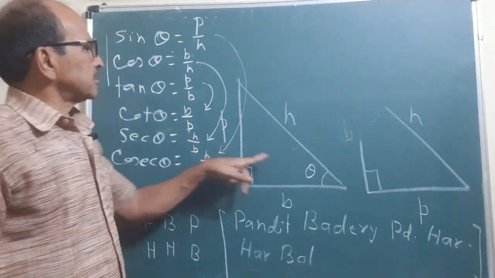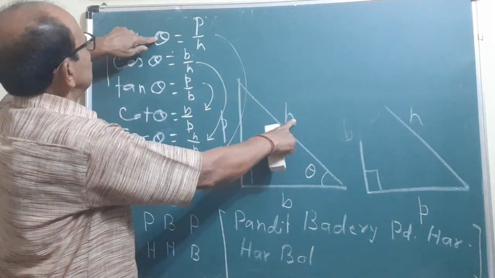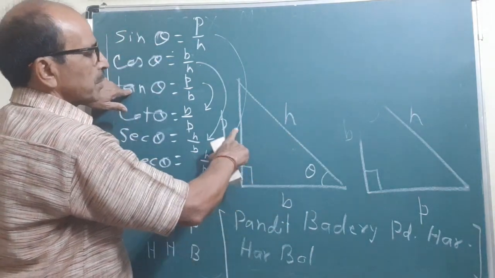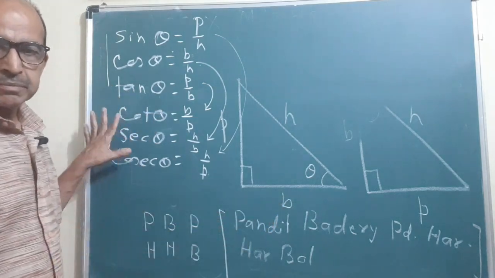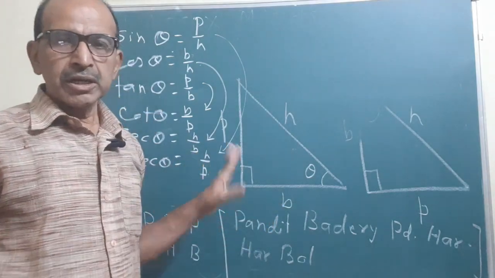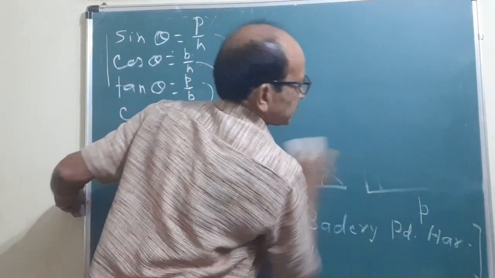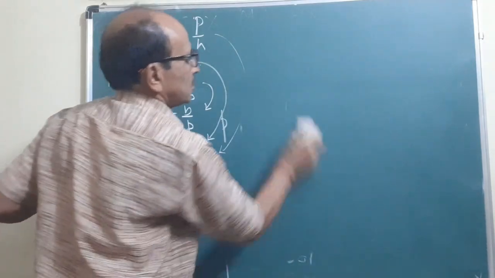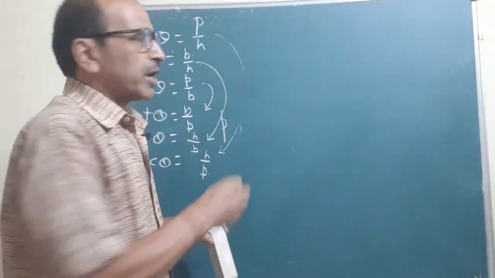Sin theta is equal to P by H, cos theta is equal to B by H, tan theta is equal to P by B. After that there are reciprocals. In trigonometry you will study 6 trigonometric ratios. Now there are product formulas.